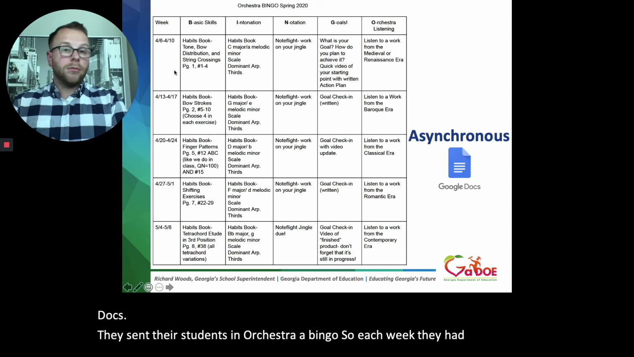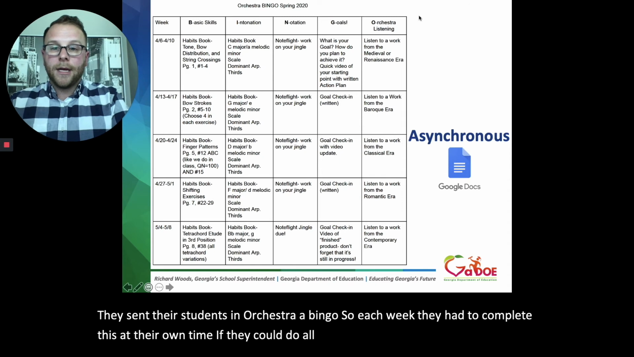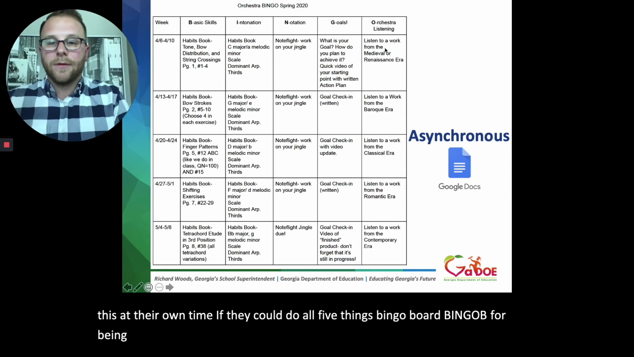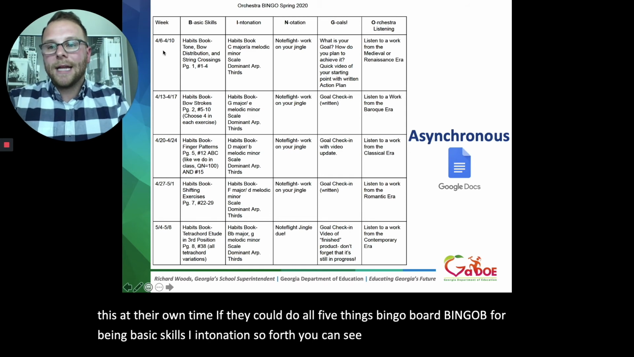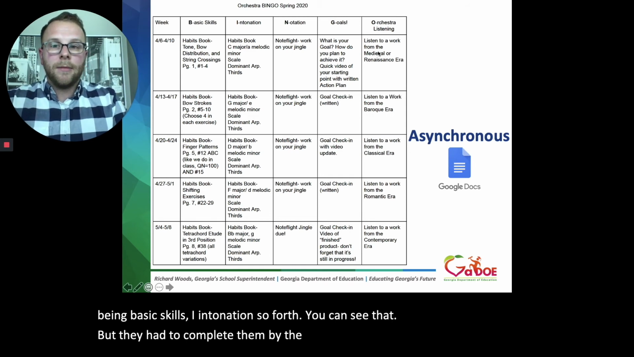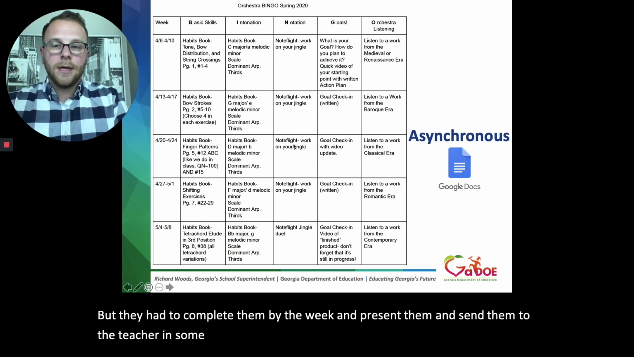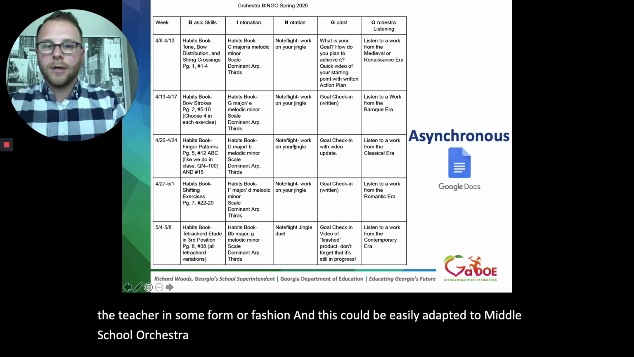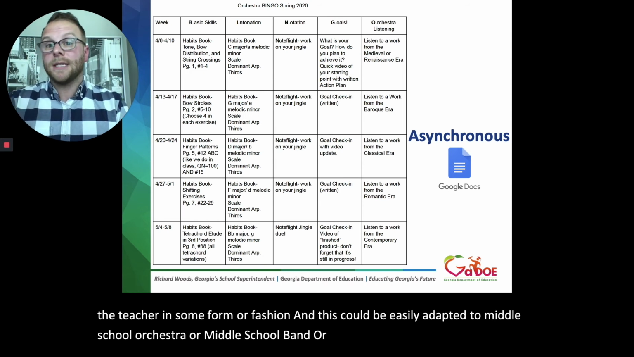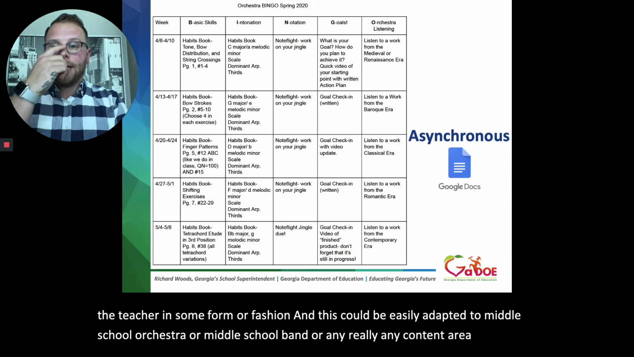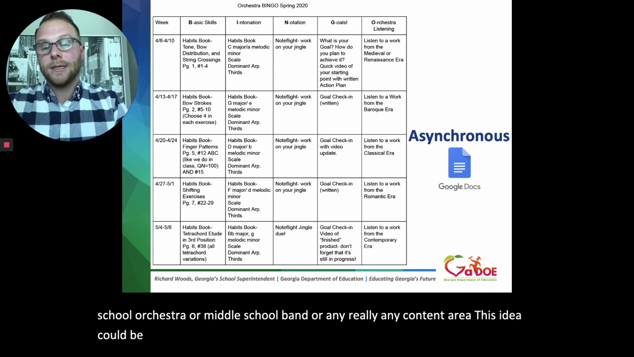They could do all 5 things on the bingo board, B-I-N-G-O, B for basic skills, I for intonation, and so forth. You can see that. But they had to complete them by the week and present them and send them to the teacher in some form or fashion. And this could be easily adapted to middle school orchestra or middle school band, or any content area.